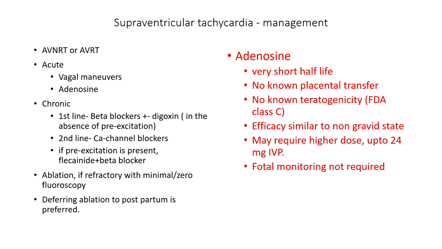Then ablation, and these are things that can be done in pregnancy and have been shown in case reports that it is something that can be done, but it is only done if the arrhythmia is refractory, and people have tried minimal or zero fluoroscopy ablation in patients with recurrent PSVT.